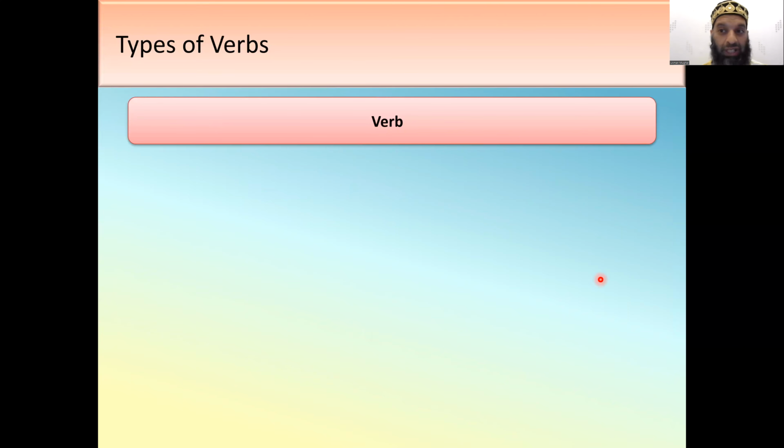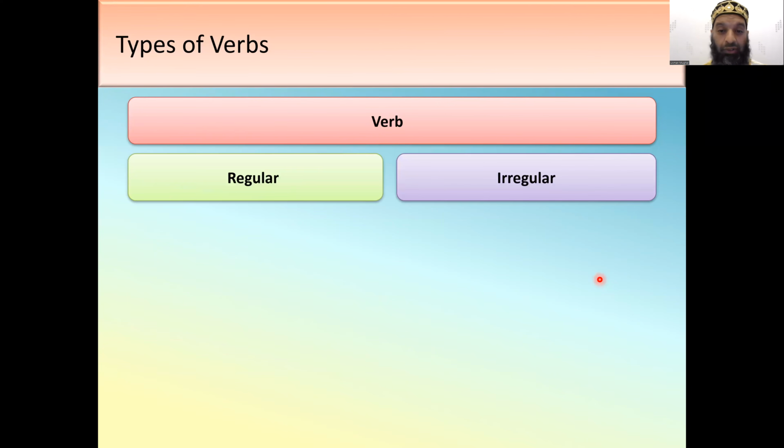Right. We've done this slide before. There are 2 types of verbs: regular and irregular, or regular and weak, or regular and hollow. Different words are used. The book used irregular, so I just use that, but I generally call it weak. Maybe I'll change the slides to weak. Can anybody, without looking at your notes, remember how you can tell if a verb is irregular or weak?